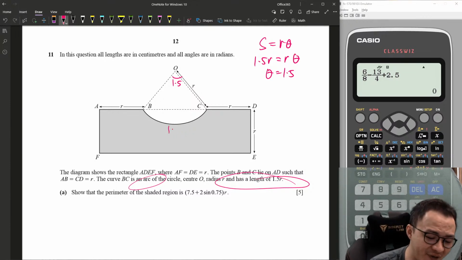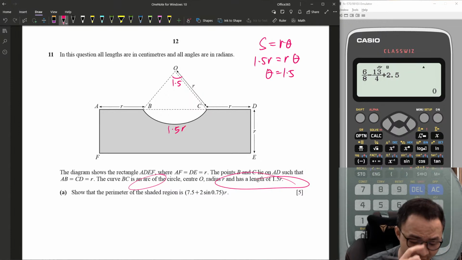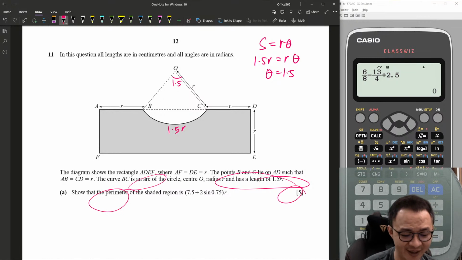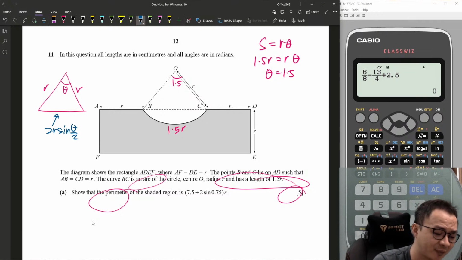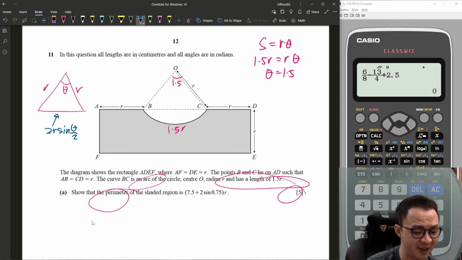So here 1.5r is nice. Now I want to find the length of BC, then I can easily get these 5 mark questions. I have a formula, not sure you like the formula or not. If this is theta, and this is r and r, and you want to find the straight line in front, the formula is 2r sine theta over 2. I'm going to use this one to find BC.